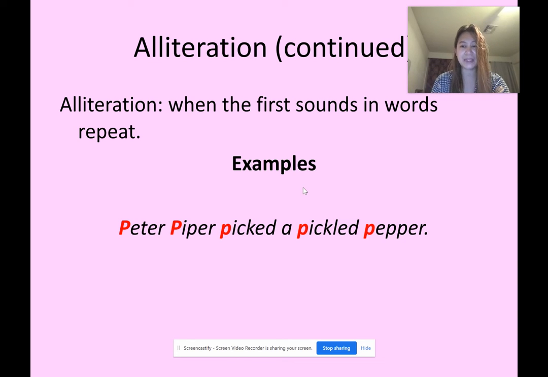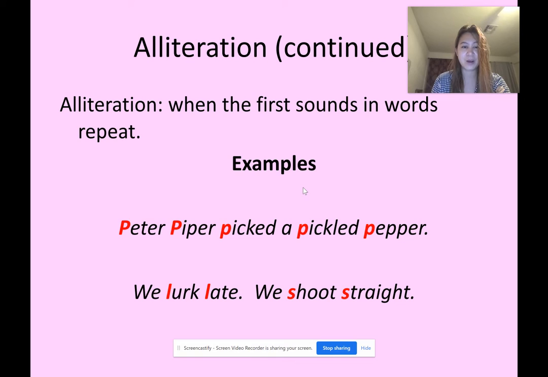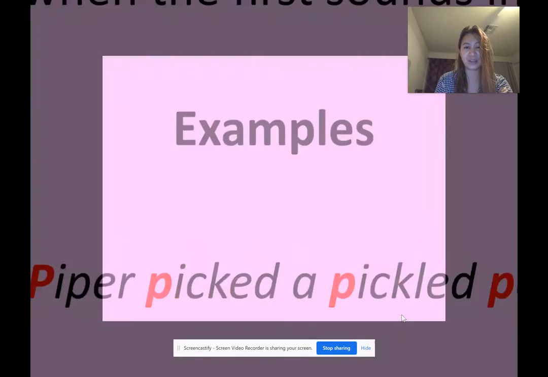Examples: Peter Piper picked a pickled pepper. We lurk late. We shoot straight. See here we have the repetition of the letter P, the first consonant sound: Peter Piper picked a pickled pepper. And then here, repetition of the letter L: lurk and late, and then shoot and straight. If we see that repetition, that's what we call alliteration.